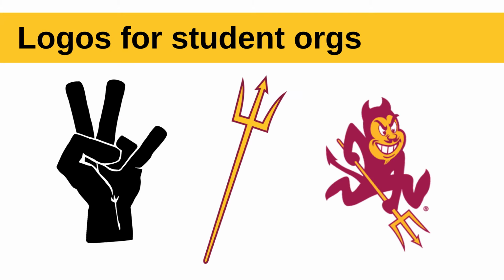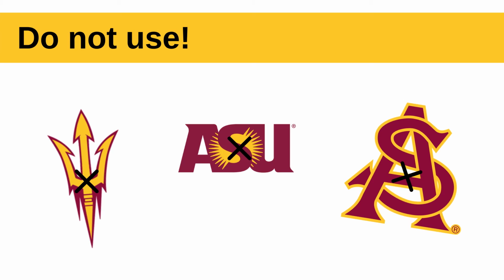Once you are registered as a student organization, you can use the trademarked image of Sparky or the Sparky pitchfork. You may not edit this image to add additional imagery; you couldn't make Sparky hold a baseball bat instead of a pitchfork. You can also use this pitchfork hand sign in different colors. Other ASU logos are not authorized to be used by student organizations. These logos are intended for different entities of the university.